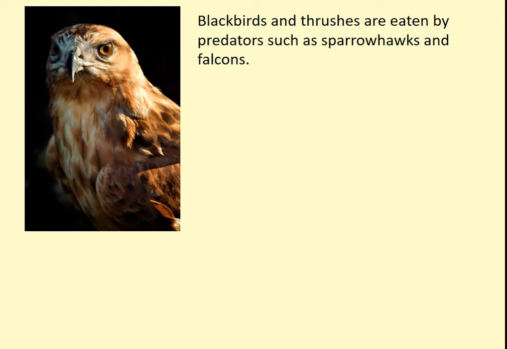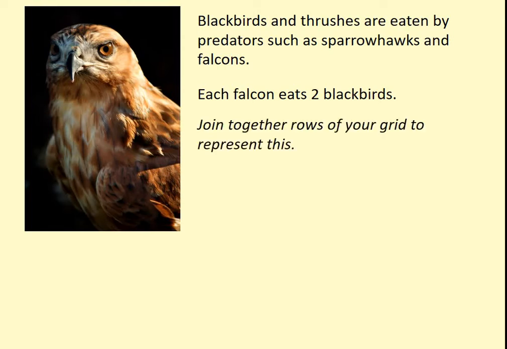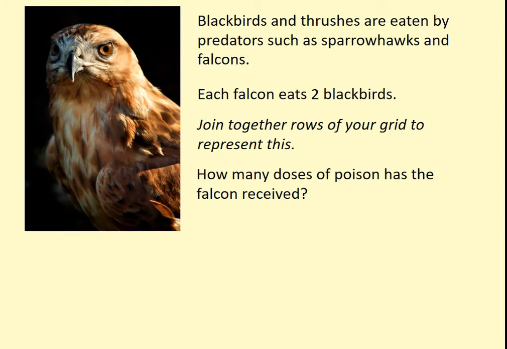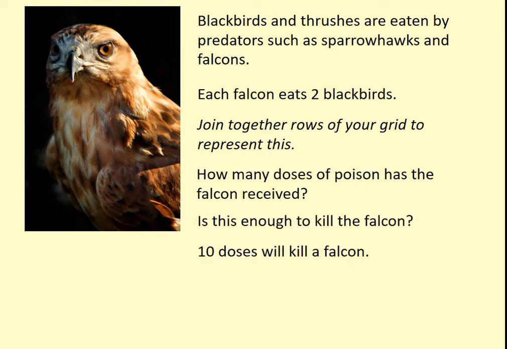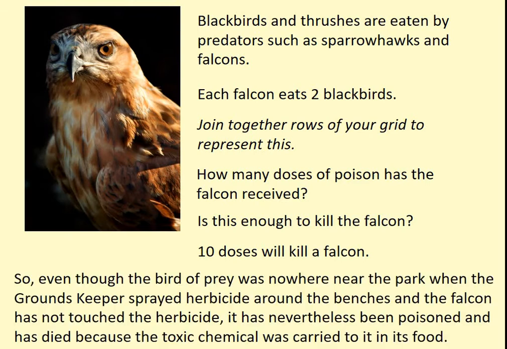This is a bird of prey. Look at its lovely sharp beak. It also has equally sharp claws. You wouldn't want to hold one without a glove. Each of these will eat 2 blackbirds. Look back at your grid and you'll see that each blackbird ate 1 row. So now you've got 2 rows. So 2 lots of 5 is 10. Is that enough to kill the falcon? Yes, it is. Not a good outcome.